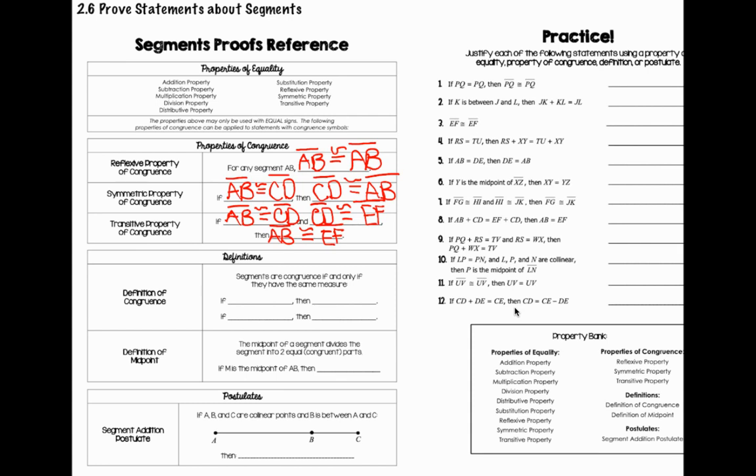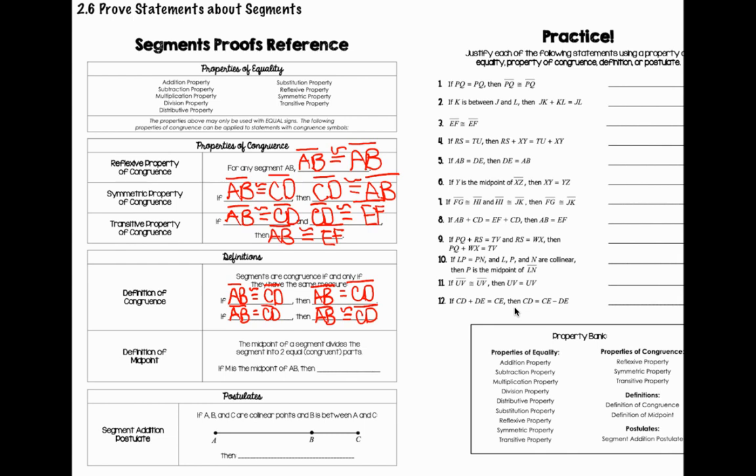So definitions. Definition of congruence. Segments are congruent if and only if they have the same measure. So if AB is congruent to CD, then AB equals CD. And then same thing, going the opposite direction. If AB equals CD, then AB is congruent to CD.